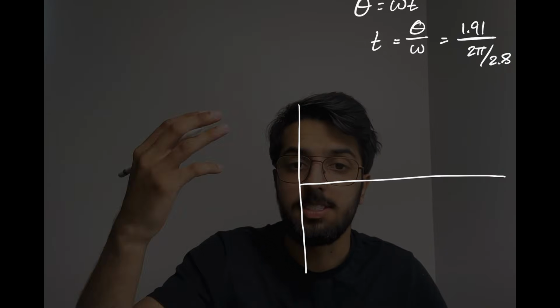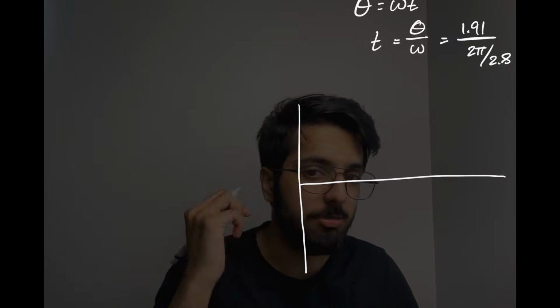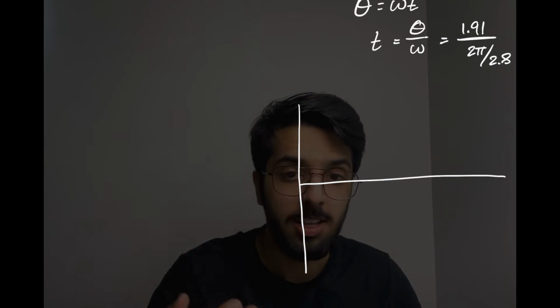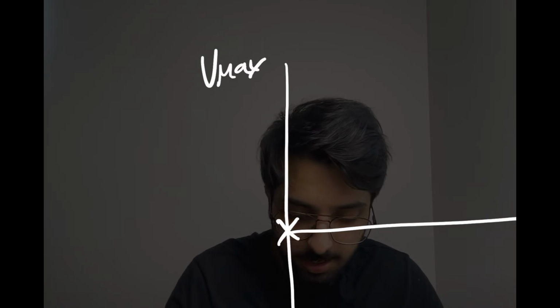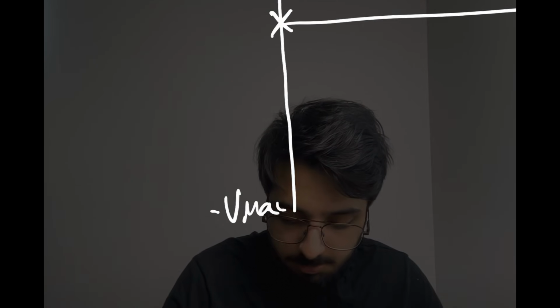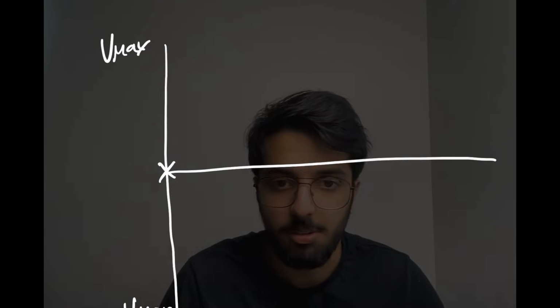When the mass is at max displacement, it is momentarily at rest. So at max displacement, the velocity is 0. So we actually start at 0, and this is our Vmax, remember? And then we have negative Vmax. Okay, so we start at 0.